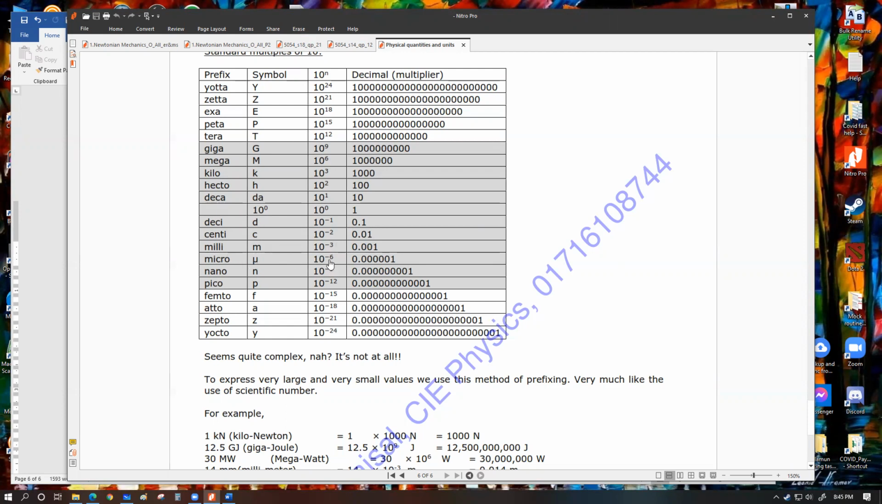Micro is 10 to the power minus 6, which means 5 zeros and then 1. Then beyond micro, you have nano and pico. This is the part up till which you should know for your O levels. These symbols are all given in small letters.